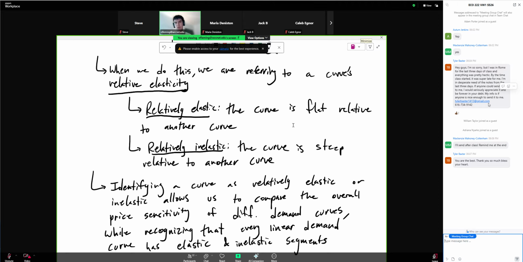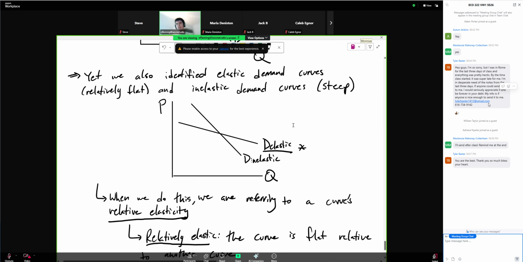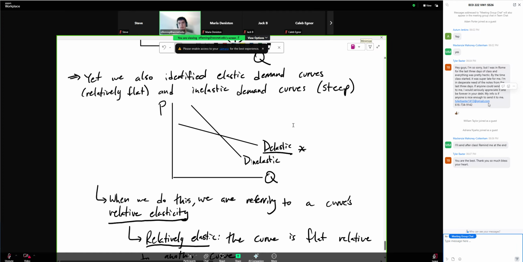Okay, that's the idea. So when we say a curve is relatively elastic or relatively inelastic, that's a comparison term. It allows us to point to two demand curves like these and say, look, one is more elastic than the other, while recognizing that it's going to have an inelastic segment. Does that idea kind of make sense to everybody? Yes.